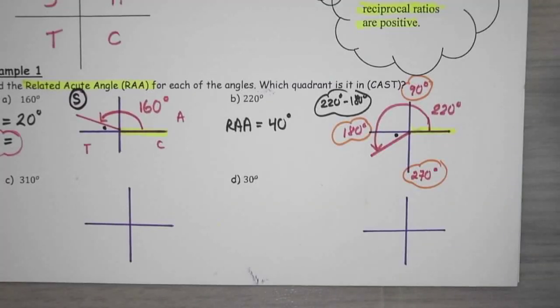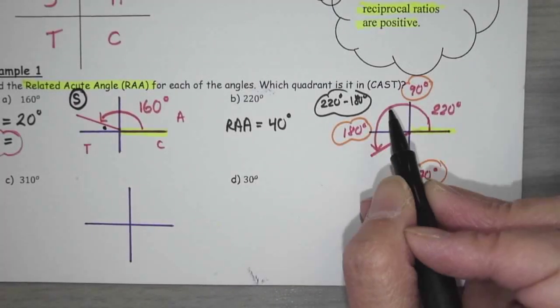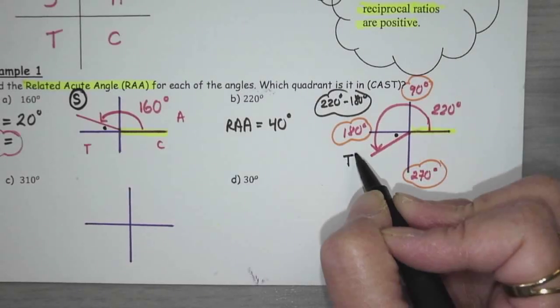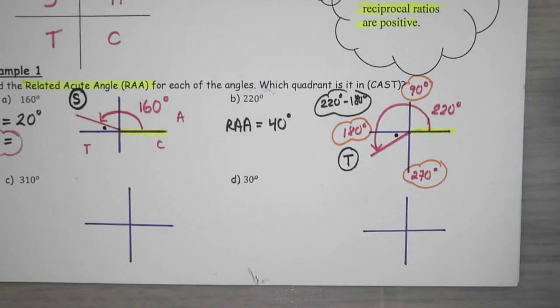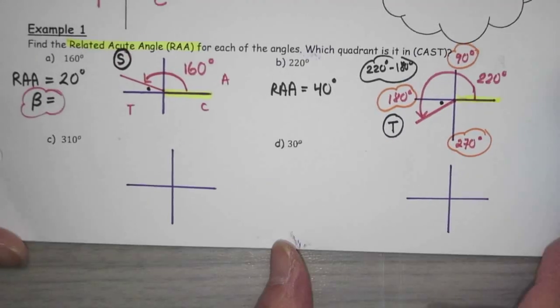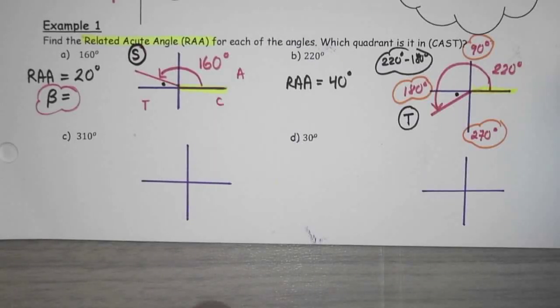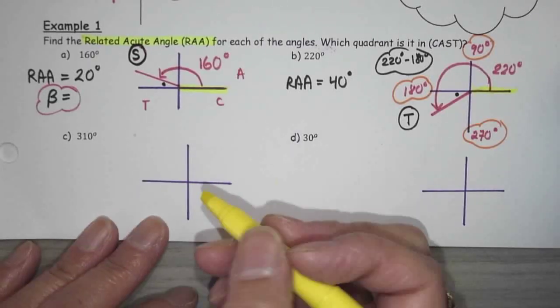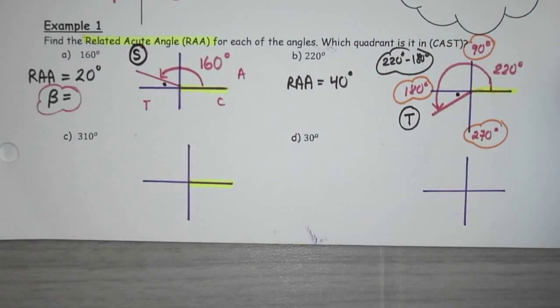Okay. Which quadrant is it in? C-A-S-T. So it's in the T quadrant. Again, we're going to use all this later on. It's just getting you used to drawing it and knowing which quadrant you're in. Okay. Next one. 310. Which axis do we start on? Always the positive x.